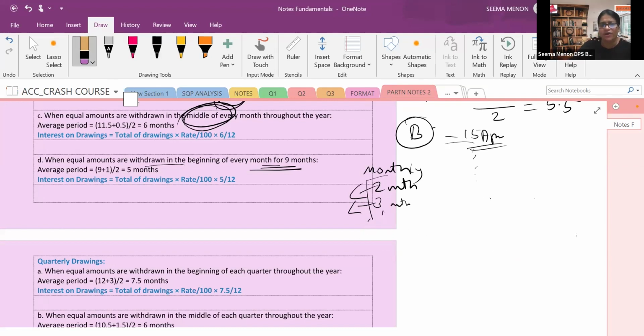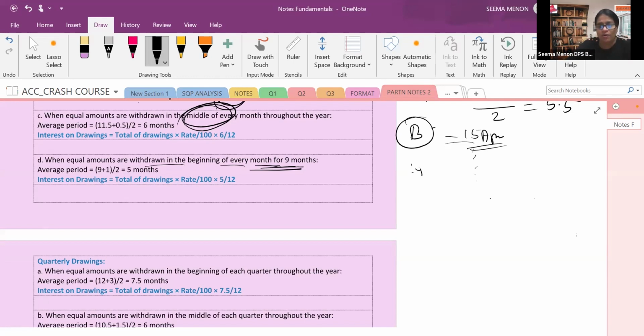They are given with a 9 month situation. Let's see that. They are withdrawing when equal amount are withdrawn in the beginning of every 9 month. In the beginning of every 9 month. Let's see how it is going to work.